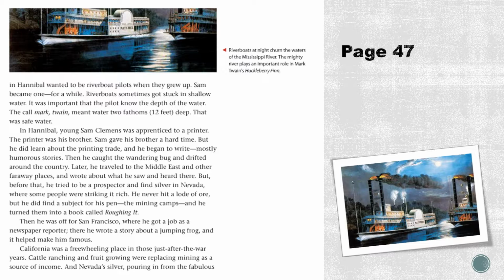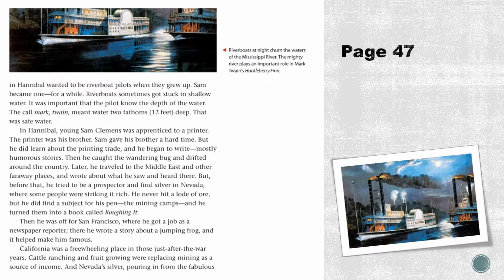and that is where we get his pen name from, because it was important for the pilot to know the depth of the water when he was driving the riverboat. The call, Mark Twain, meant water 2 fathoms deep, which was 12 feet deep, and that was safe water for the riverboat. So that's where we get Mark Twain.